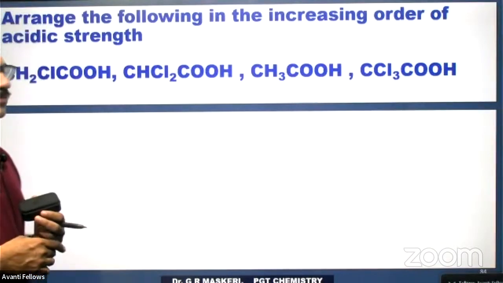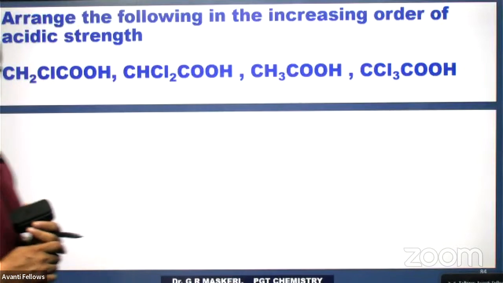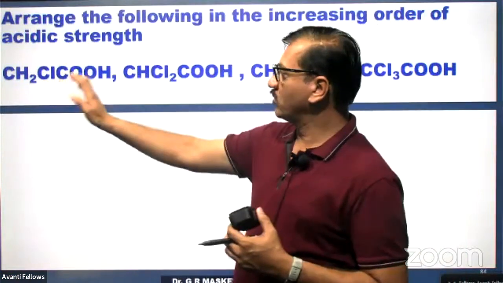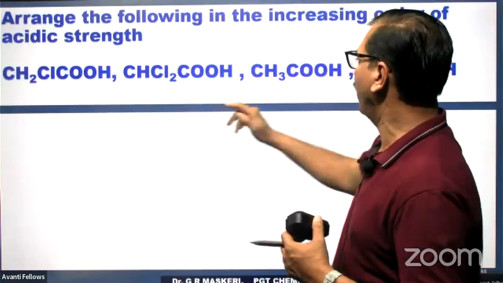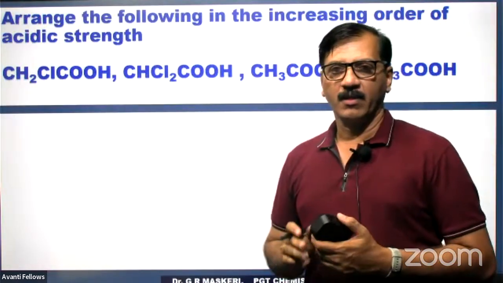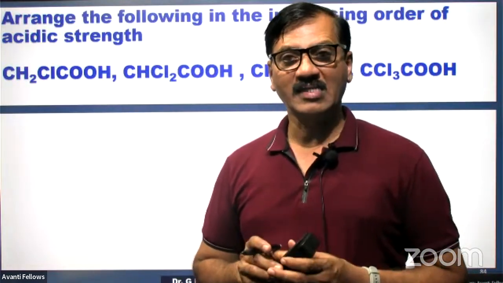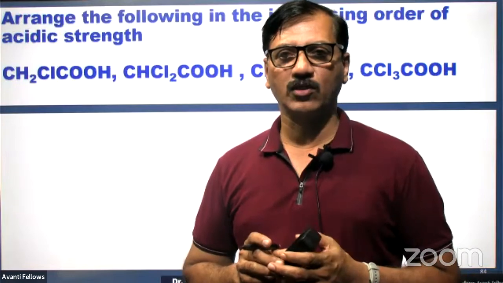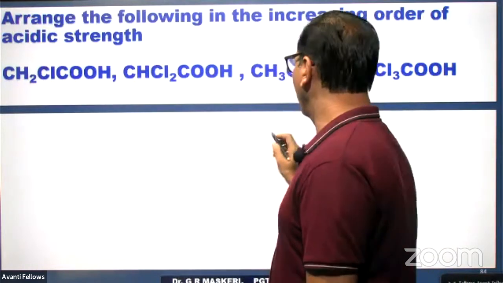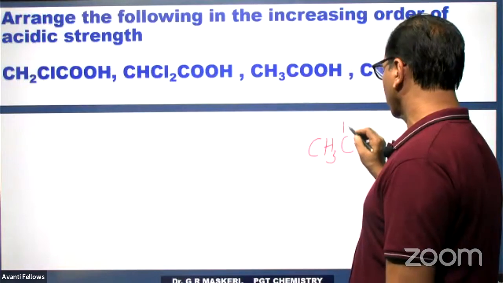Now, second question. Arrange the following in the increasing order of acidic strength. CH2ClCOOH, CHCl2COOH, CH3COOH, CCl3COOH. So you know that an electron withdrawing group increases the acidity. Chlorine is an electron withdrawing group. CH3COOH is acetic acid, right?